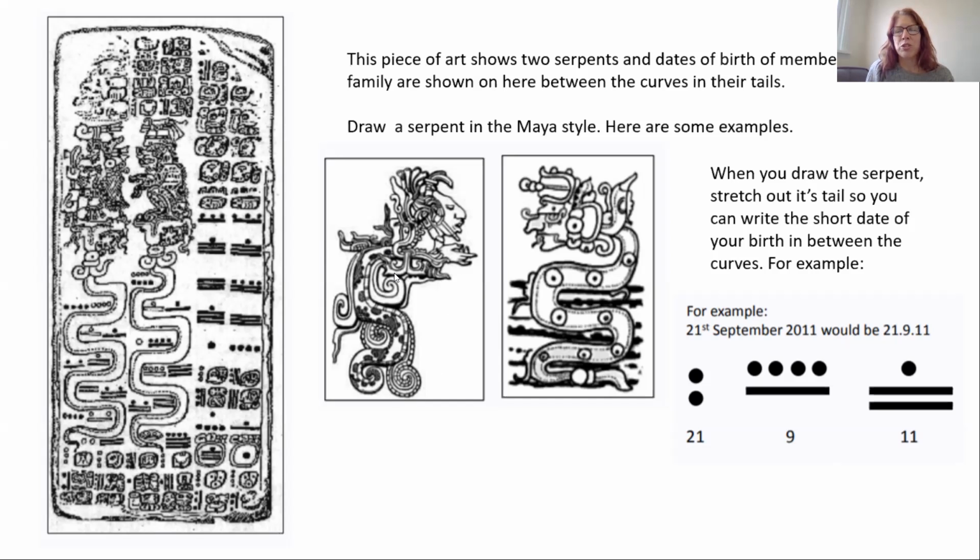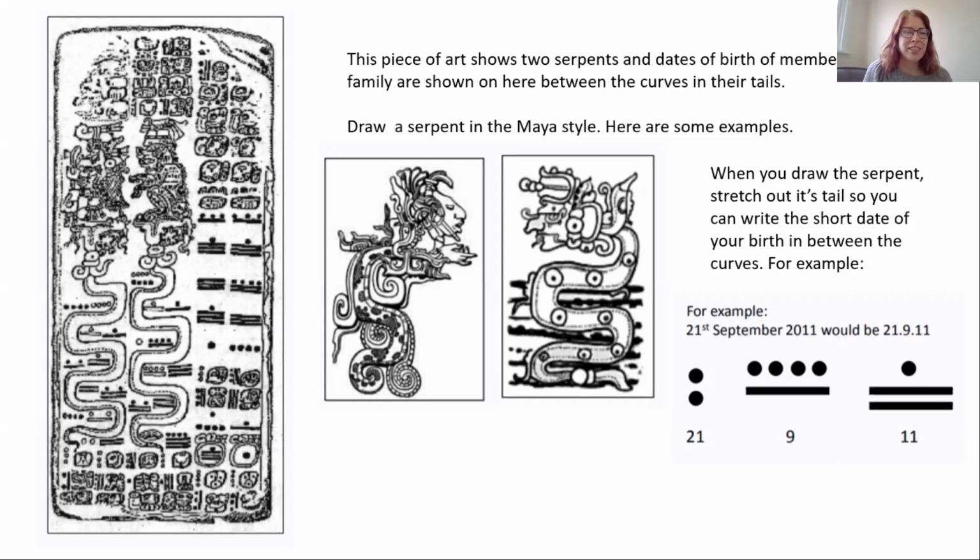So you're going to draw a serpent, and you can stretch out its tail down the length of your page, and in between that you can write the numbers of your birth date. And there's an example here. So if you were born on the 21st of September 2011, think about what that would be as a short date, like the date we write in our maths book. That would be 21/9/11. And it's those 3 numbers that you're going to just check about how you represent them. Those 3 numbers are going to be added to your serpents.